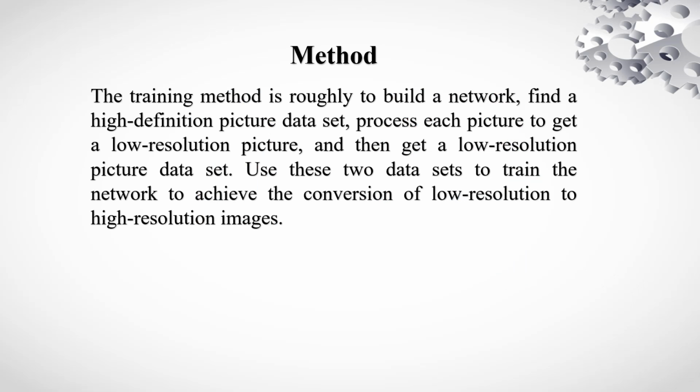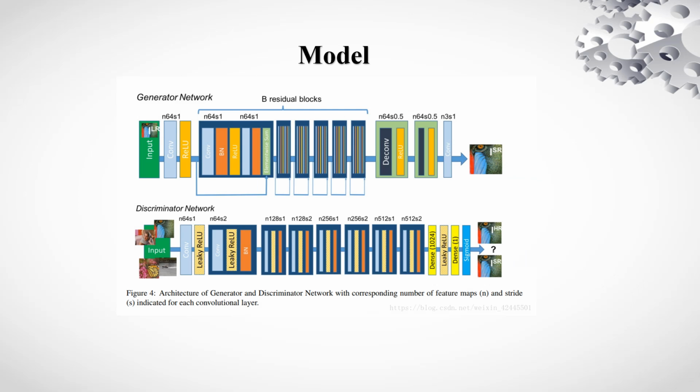In this method, we have two datasets. One is the original picture dataset, and the second is made by processing the high-definition pictures into low-resolution pictures. We use the two datasets to train the network to achieve the conversion of low-resolution to high-resolution images. And this is the model: in the generator network, we want to produce a high-resolution picture, and in the discriminator network, we want to determine whether the image we produced is real or fake.